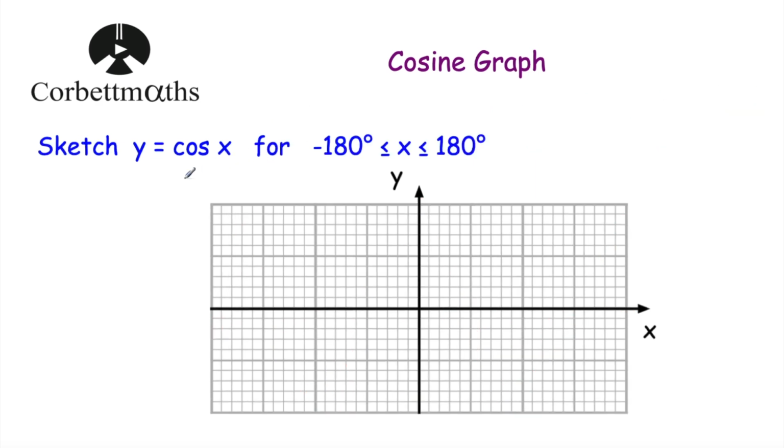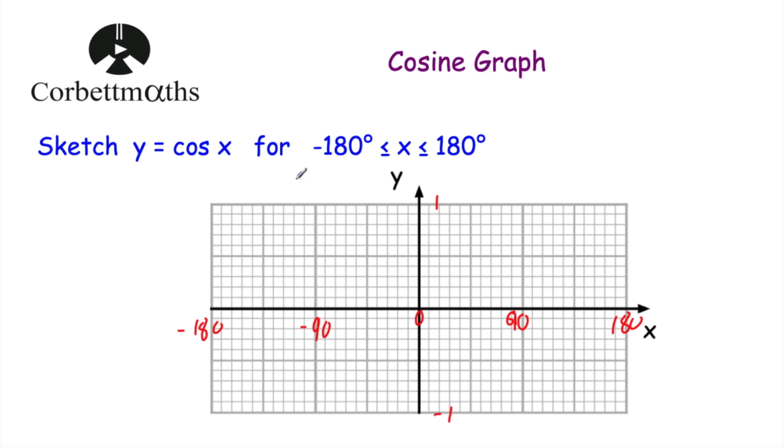So the first one says to sketch y equals cos x for values of x that are bigger than or equal to negative 180 degrees, but less than or equal to 180 degrees. Okay, so let's sketch this. Let's start off with the vertical axis. Because it's the cos graph, we know it's going to go between 1 and negative 1. I could have put the 1 there and the negative 1 there if I wanted to, but I'm just going to go up to the top and the bottom there. And then we're going to go between negative 180 degrees and 180 degrees. So that'll be negative 90, that'll be 0, that'll be 90 degrees, and then we've got our 180 degrees.